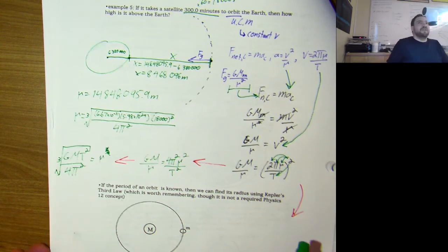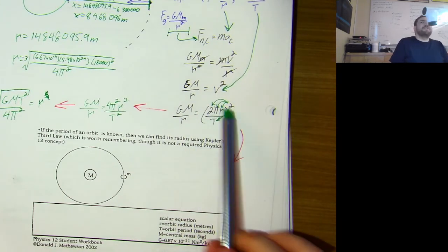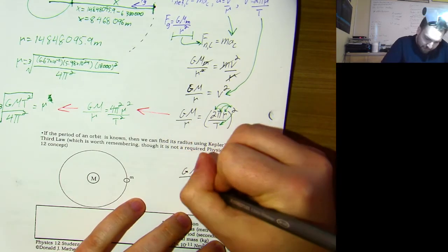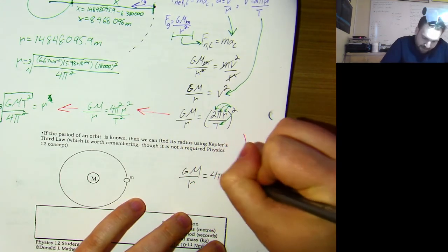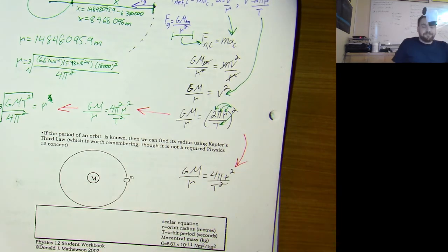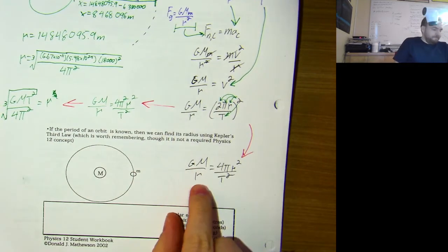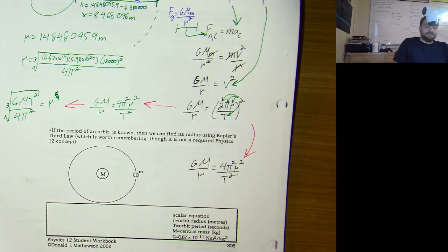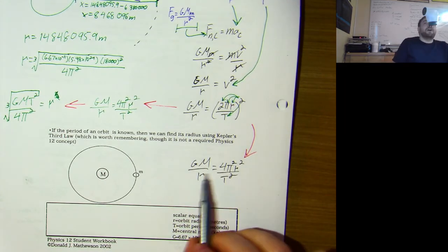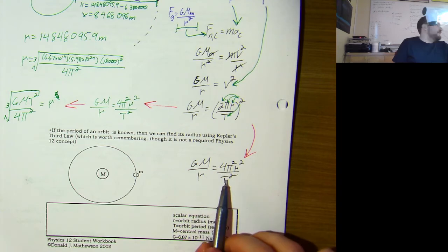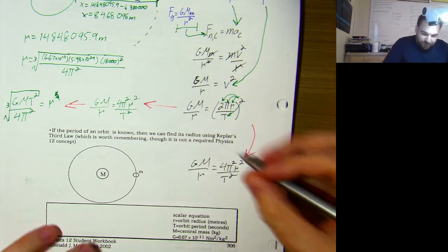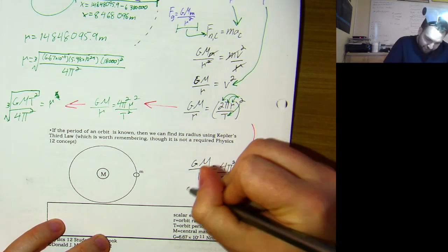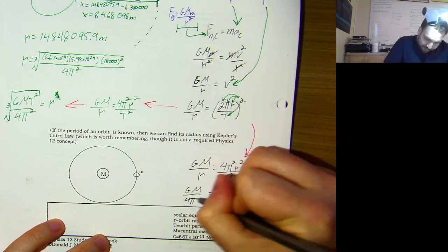Here's the cool result I mentioned earlier. By distributing this thing in here, we get GM over r equals 4 pi squared r squared over T squared. I'm going to multiply my r up, divide my 4 pi squared down, and leave the T squared where it is. So we get that r cubed over T squared is equal to GM over 4 pi squared.